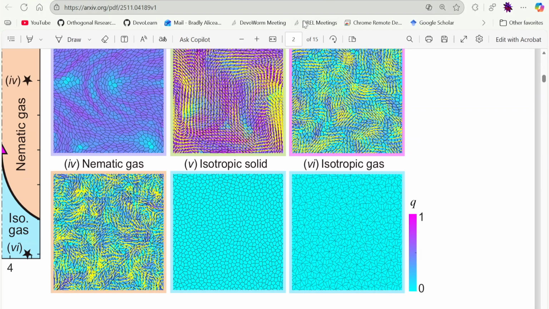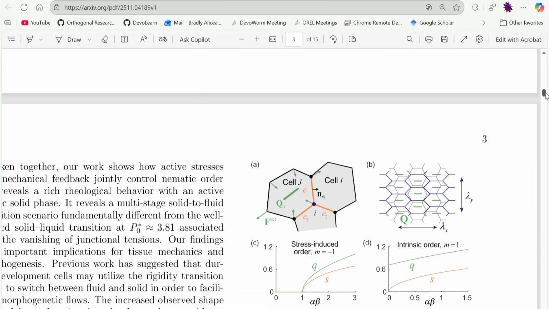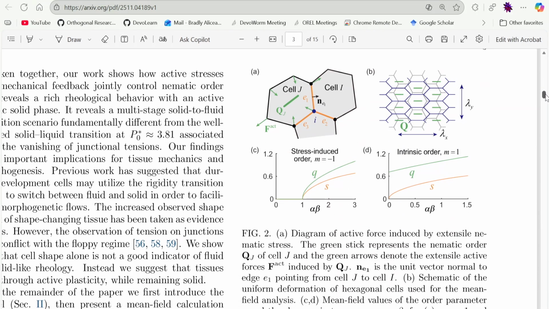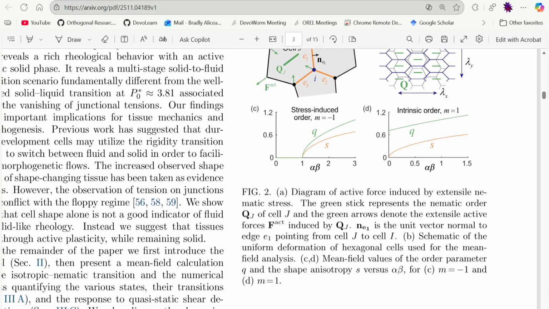Okay, let me see if they have any more details on their mathematical model. Actually, this figure 2 is interesting. This is where we have this trijunction. We have cell J and cell I, and then the cell down here. And this shows the nematic order parameter we just mentioned, Q, and then S, which is shape anisotropy. So you have the order parameter Q and the anisotropy S.